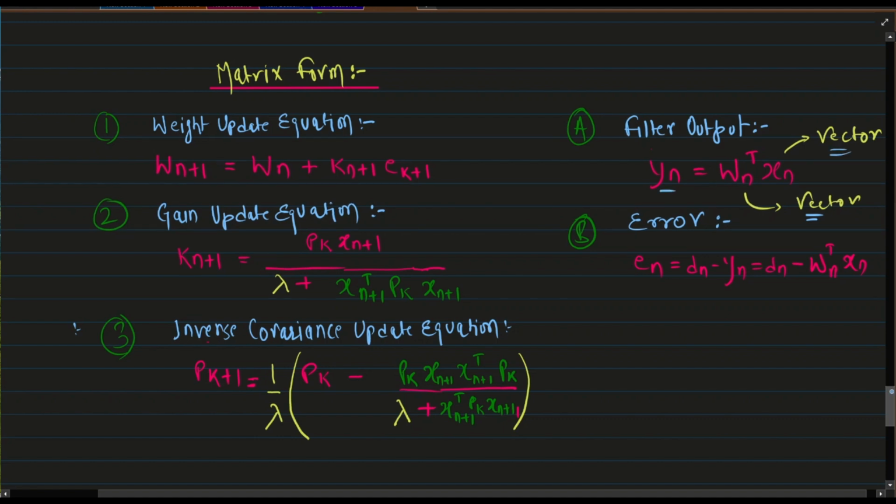So then the filter output is defined by taking a transpose of the weight vector and taking a dot product with the input vector, and the error will continue to remain the same. That is the desired signal minus the filter output, and the output is defined here. So this yn gets substituted by this expression. That's the only difference as far as the matrix form of the equation is concerned.